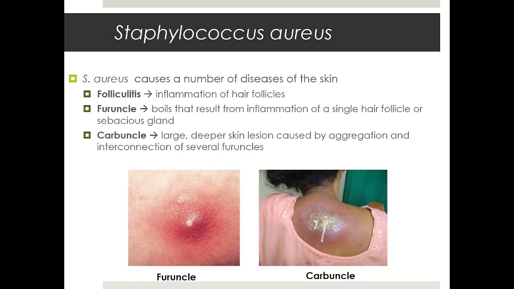Staphylococcus aureus does cause a number of diseases of the skin, and they are really the cause for pimples that we get on our bodies. You can have folliculitis, which is the inflammation of a hair follicle. You can have furuncles, which are boils that can come around from inflammation of a single hair follicle or one of your sebaceous glands. Or you can have carbuncles, which are large, very deep skin lesions that are caused by many furuncles that have formed in an area.